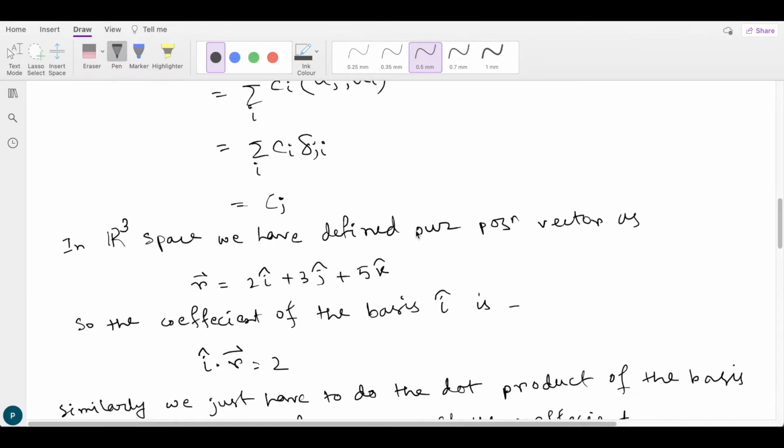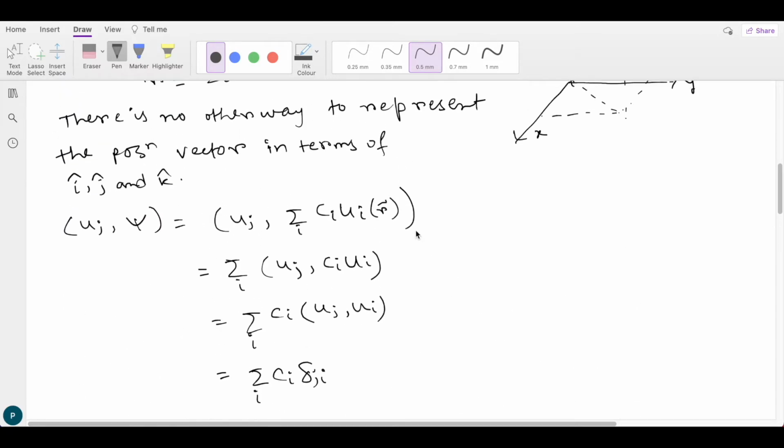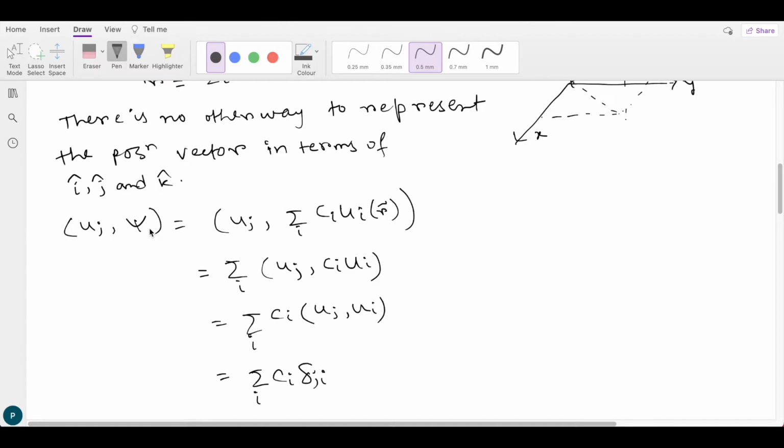And in 3D space or R3 space, we have defined our position vector as r equals 2 i cap plus 3 j cap plus 5 k cap. So the coefficient of the basis i cap is i cap dot r equals 2. So just take the dot product with the basis and you will get the coefficient. Similarly, we are taking the dot product of the basis with the wave function to get the corresponding coefficient.